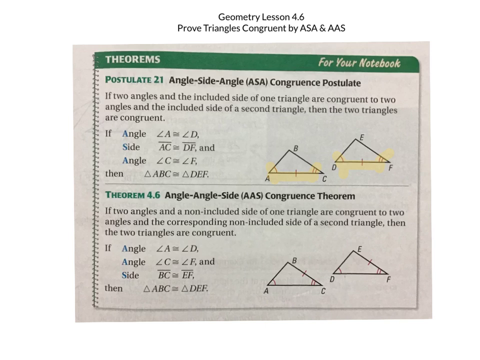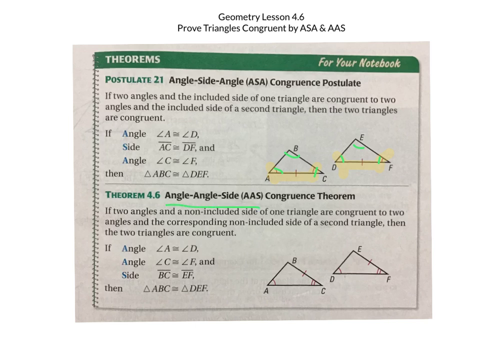Now think about that logically. Why does that work? Because if these two angles are congruent, this third angle has to be, doesn't it? So then if you have those three angles, it would be a congruent triangle. So logically, that's how it works.